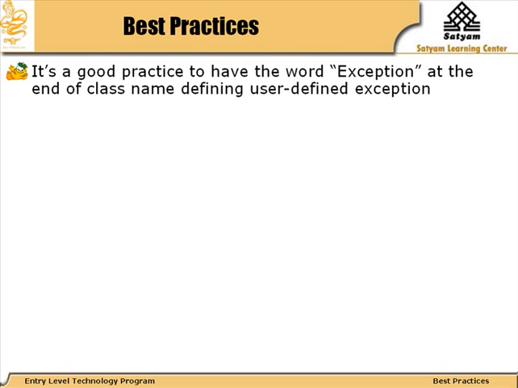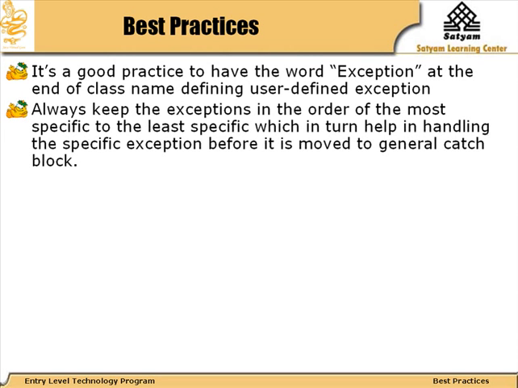It's a good practice to have the word exception at the end of the class name when defining user-defined exceptions. This helps the programmer to differentiate the user-defined exception classes from normal classes. Always keep the exceptions in the order of most specific to the least specific, which in turn helps in handling the specific exception before it is moved to the generic catch block.